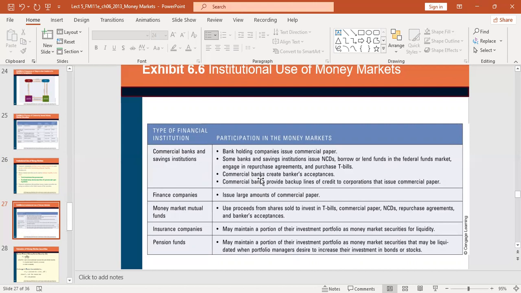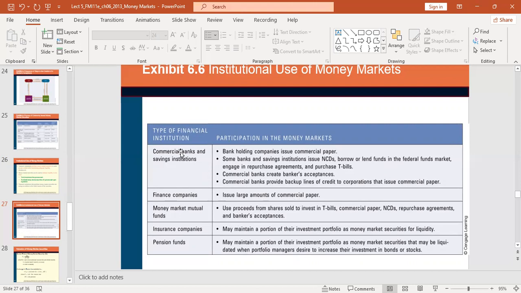You can see that commercial banks can also create bank acceptances between the importer and the exporter. Commercial banks also provide backup lines of credit. All of these activities of the commercial banks, of course, generate some income for them. And we also have the finance companies. They issue large amounts of commercial paper.